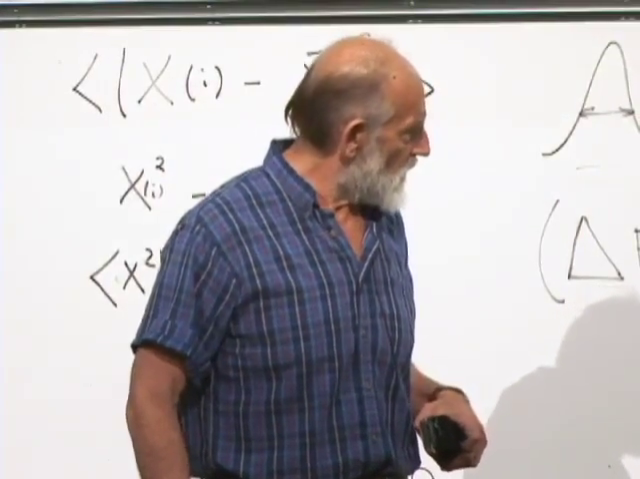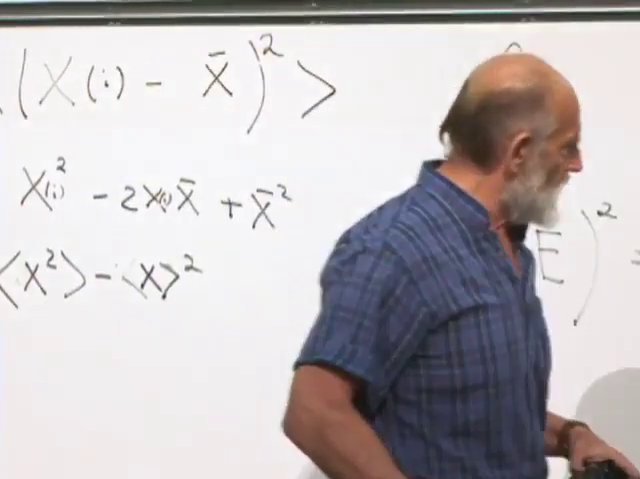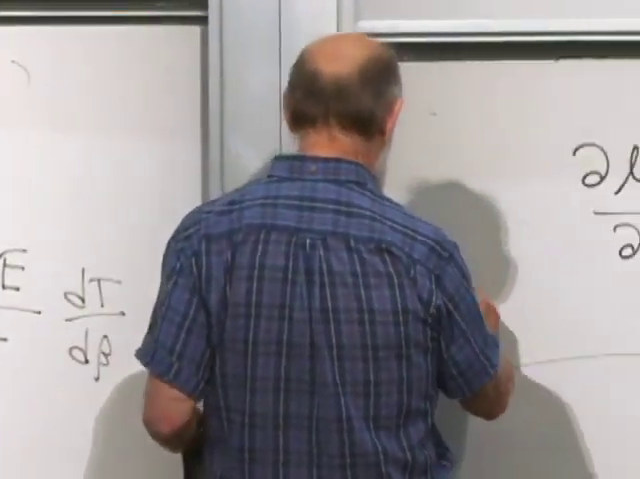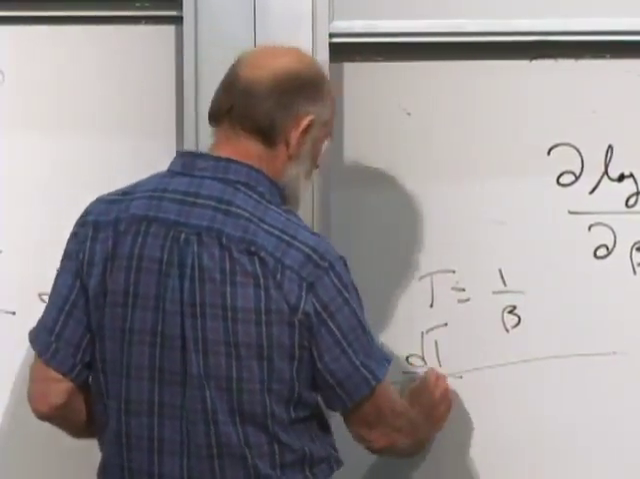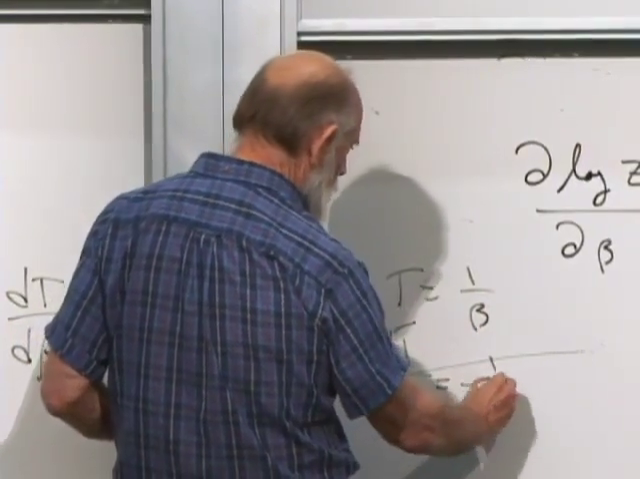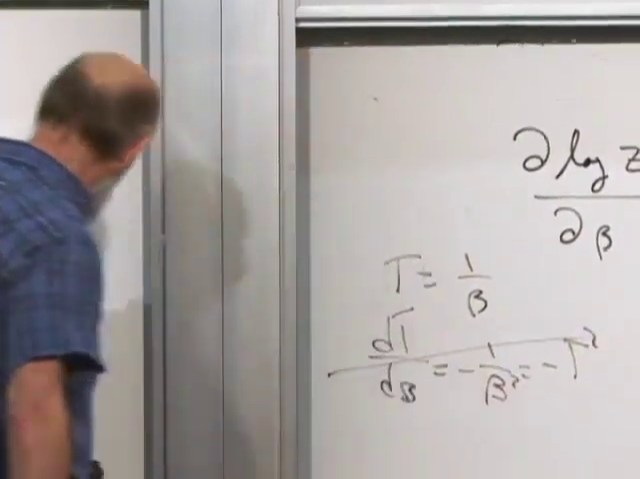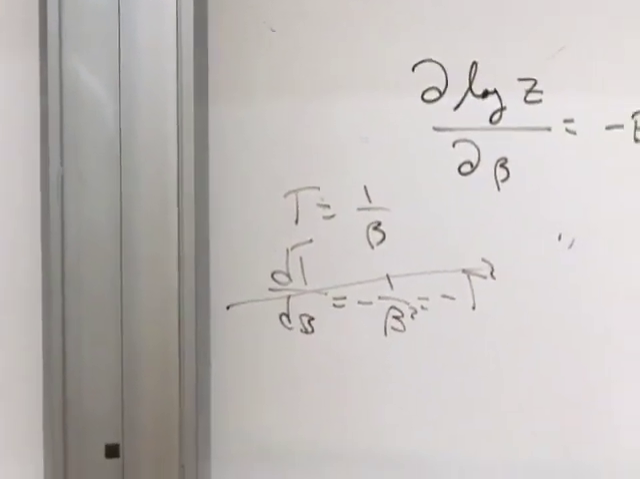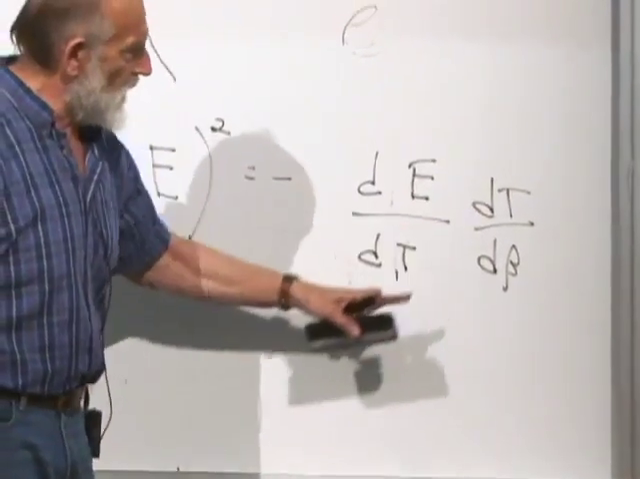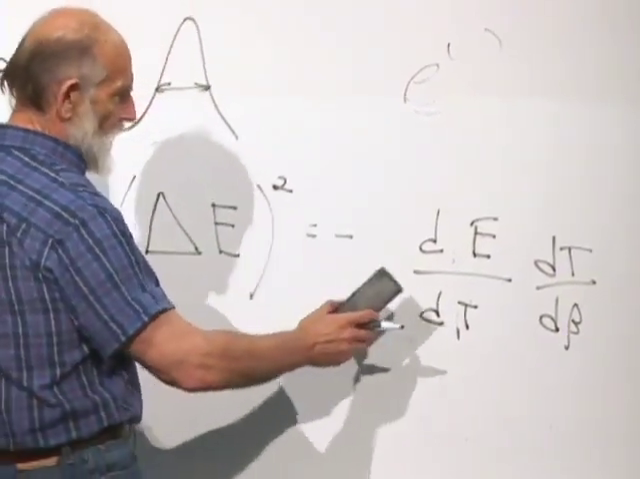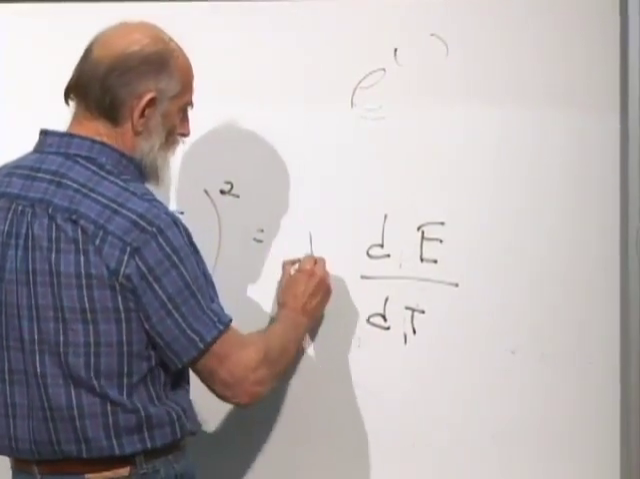No. T squared. Let's write that out. T is equal to 1 over beta. dT by d beta is equal to minus 1 over beta squared, which is equal to minus T squared. Okay, did I lose a minus sign? Never mind, fine. The dT by d beta is just minus, that gets rid of a minus, and this becomes T squared upstairs.